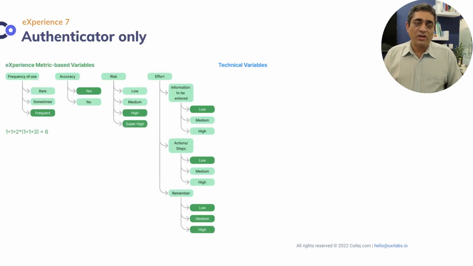So this is one where you have an authenticator only. When you're looking at an authenticator only, the frequency of use is frequent. The accuracy, yes, you absolutely want the accuracy, and then the risk is high or super high. But if you want to remember, yes, there is a lot of workload in terms of remembering the information. Otherwise, the information to be entered or the actions could be low. You don't really have to have a lot of steps.